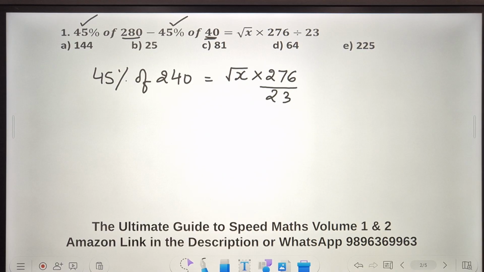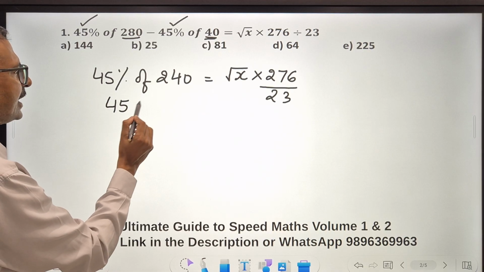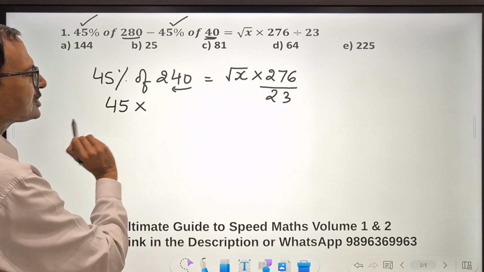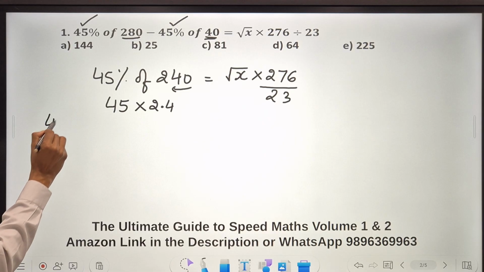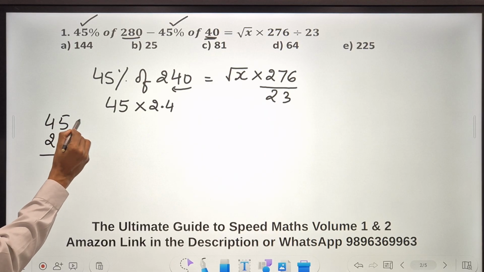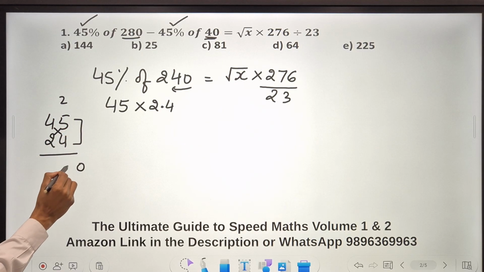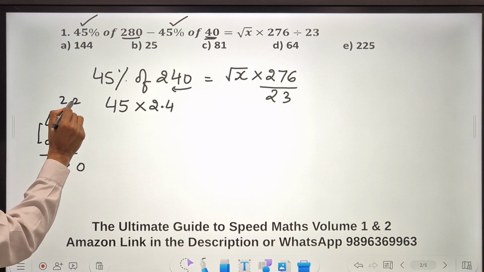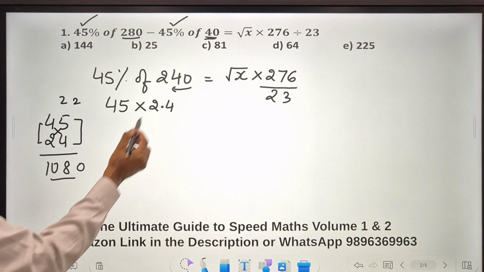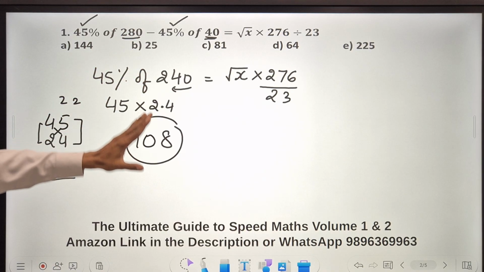45% is basically 45 upon 100, right? So I can actually comprehend one thing, that if I forget the percentage sign, I'll have to put a decimal 2 digits from the right hand side in this number. So 2.4. So I just have to do 45 times 24 using the Vedic math. So 5 4s are 20, 0, 2 carry. This is 10 and 16, 26 plus 2, 28, 8, right, 2 carry, and then this is 8 plus 2, 10, 1080, and we have a decimal, so this is 108. So on the left hand side we have 108.